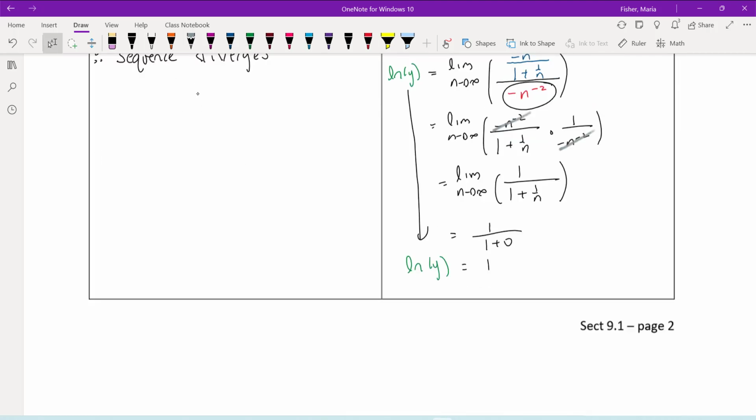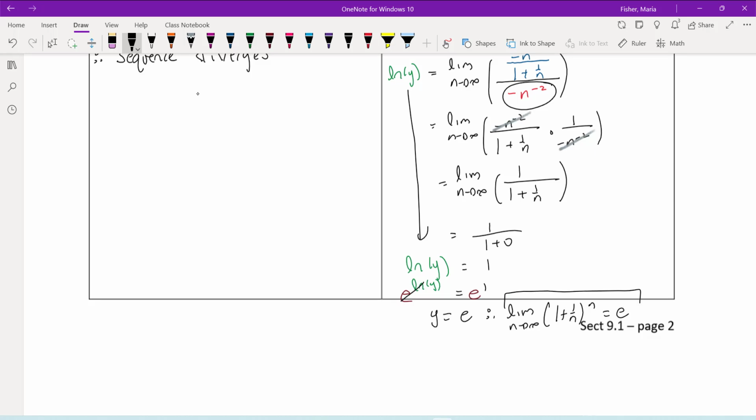But I don't want the natural log of y, I want what y is, because that was my original limit. In order to figure out what y is, I make e the base, and I have e raised to the natural log of y equals e raised to the first power. These will cancel, and that means that y is equal to e. Therefore, the limit as n goes to infinity of (1 plus 1 over n) to the nth power is equal to e.